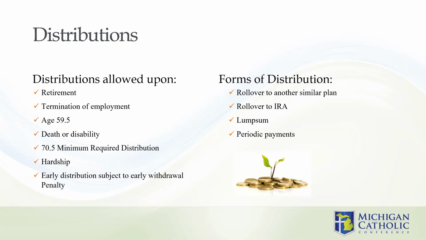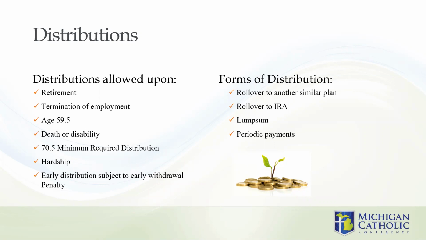Distributions are required at 70.5. Those are called minimum required distributions. The age will be going up to 72. Right now it's 70.5. The plan allows for hardship withdrawals. If somebody has an economic hardship and they need to access their money, it's different than a loan. They would take their money out and Prudential does manage that as well.